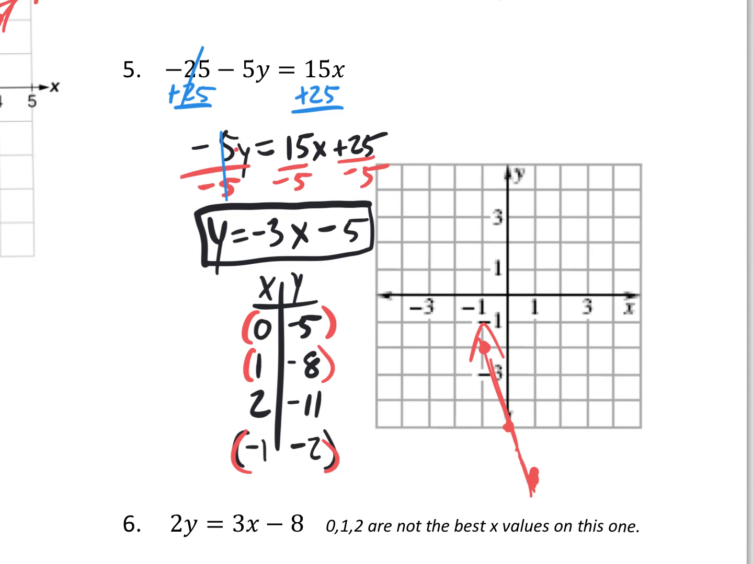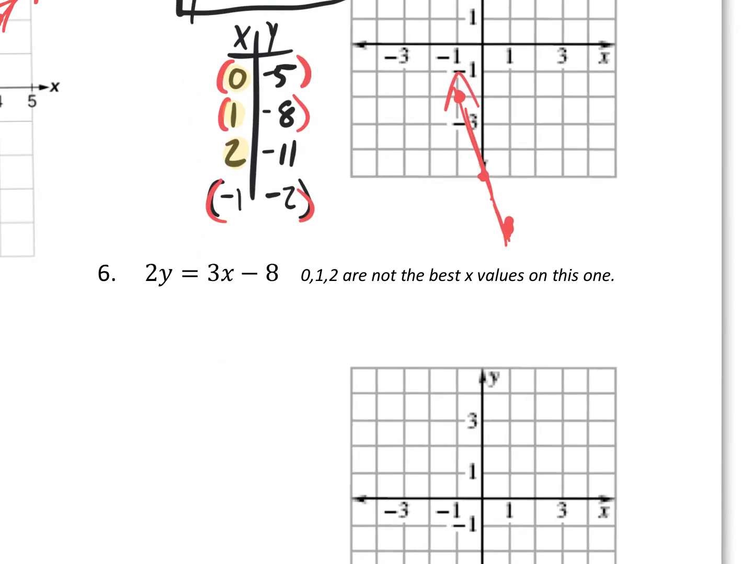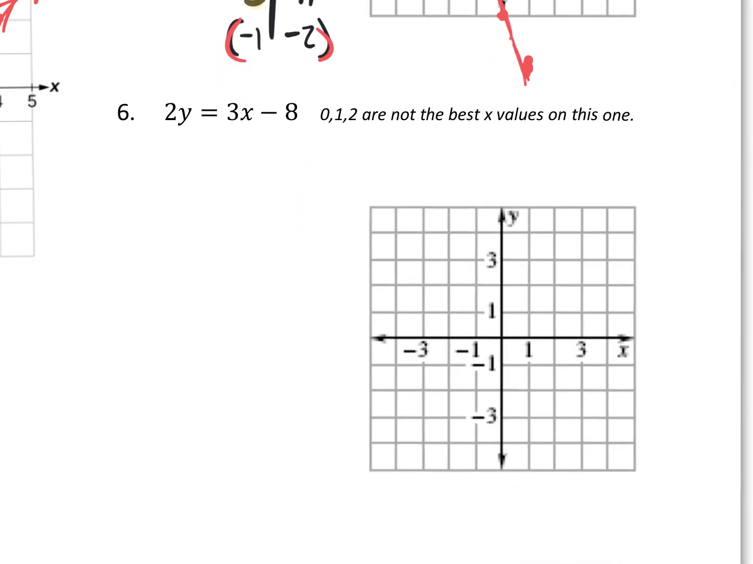So like I said, most of the time we use the inputs 0, 1, and 2. But sometimes we have to use other inputs. In this case, the coordinates that we got using 0, 1, and 2 ended up with points off the graph. So we use different inputs. Last but not least, and notice right here on these instructions, it says 0, 1, and 2 are not the best x values.